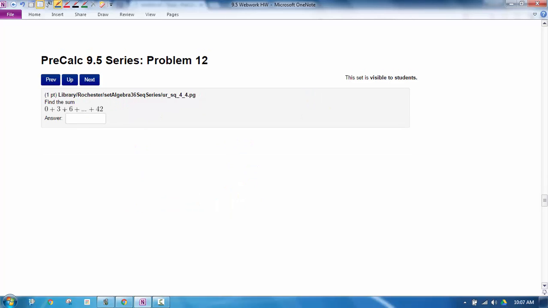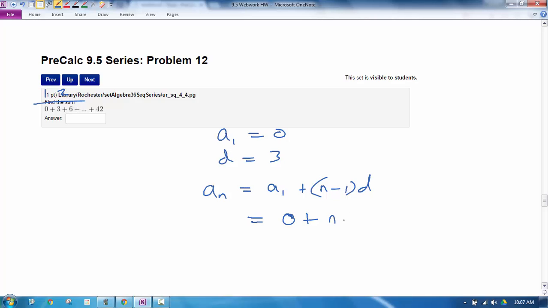Okay, next one we want to find the sum of this. So this time our first term is 0, second term is 3, and so on. So I'm going to write a sub 1 equals 0. And also this is arithmetic where my common difference is 3. So I'm going to write the sequence formula, a sub n equals the first term plus n minus 1 times the common difference. And just fill this out. So the first term is 0. I have n minus 1 times the common difference of 3.